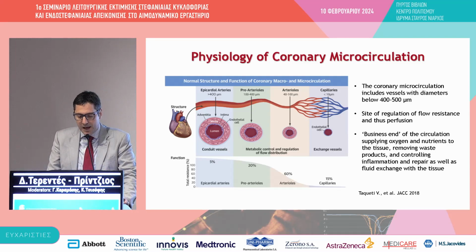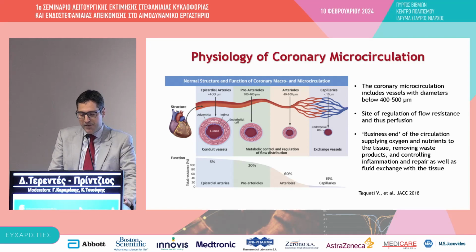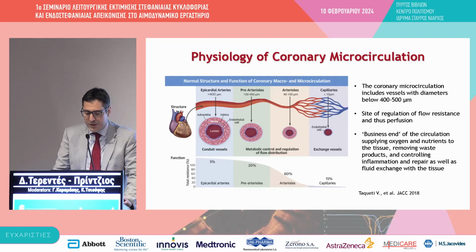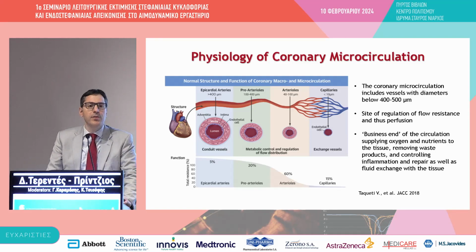As you can see, when we go to smaller size vessels, like the pre-arterioles, arterioles and the capillaries, this is the site where we have the regulation of flow resistance and thus perfusion. This eventually leads this microcirculation to be the business end of the circulation, supplying oxygen and nutrients to the tissue, removing waste products and controlling inflammation and repair, as well as fluid exchange with the tissue.